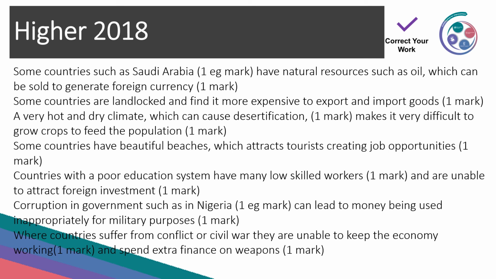So some countries such as Saudi Arabia, one mark for a named example, have natural resources like oil which can be sold for foreign currency. Now clearly that named example has got to match up with your answer. So Saudi Arabia gets the mark because Saudi Arabia does have lots of oil, which is sold for foreign currency, making it much wealthier than it otherwise would be. But clearly, if you give me the name of a country which doesn't have oil, then that would not get a mark for an example.